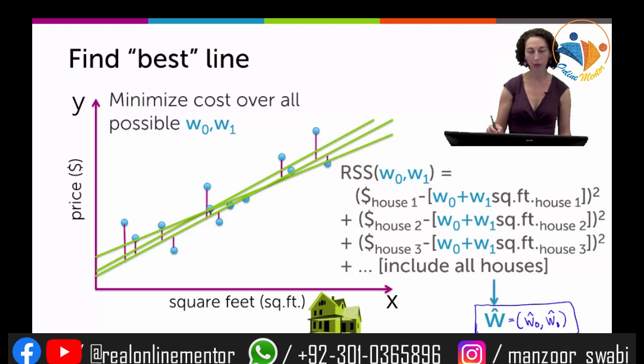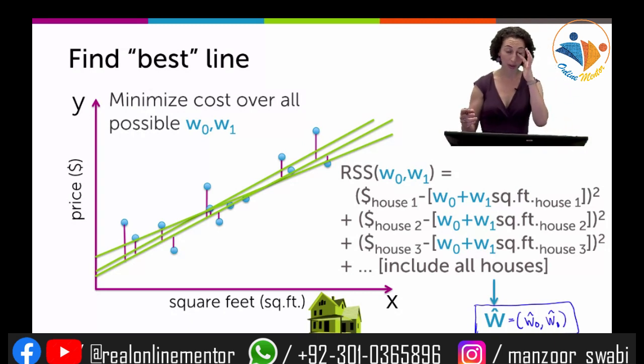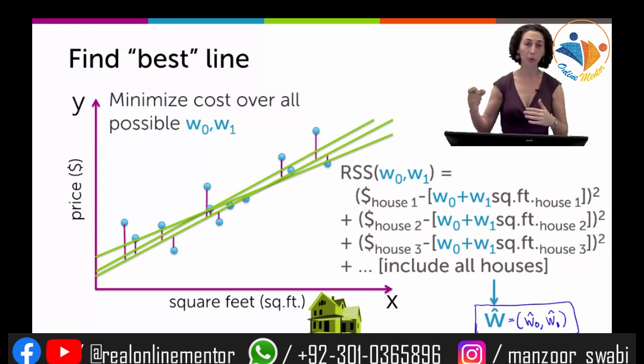Okay, so there exist really nice and efficient algorithms for computing this W hat, this search over all possible W's, all possible parameters of this model. But we're going to discuss these algorithms more in the regression course.